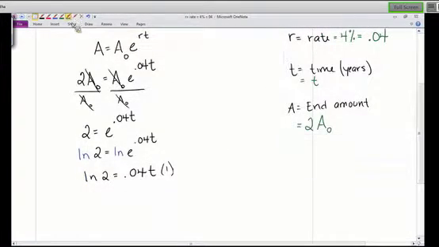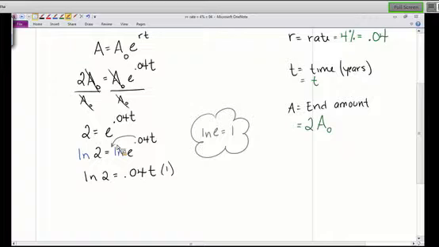Let me write that note off to the side. ln of e is equal to 1. It's just a property of log, okay? ln of e is equal to 1. So the power moves in front of the natural log, and ln of e is equal to 1, so we really don't need the 1 there, okay?